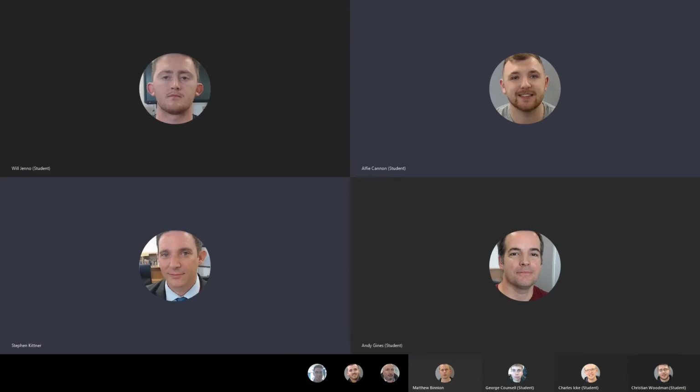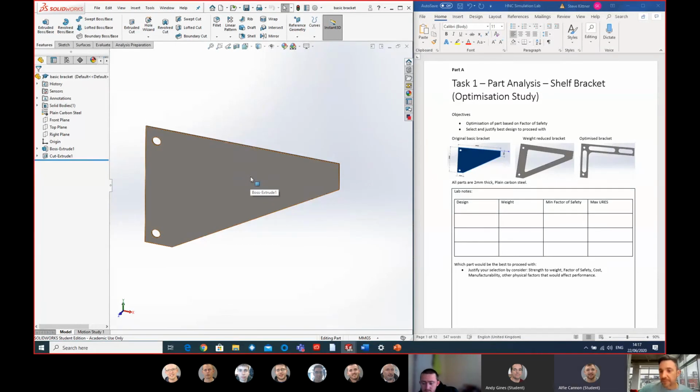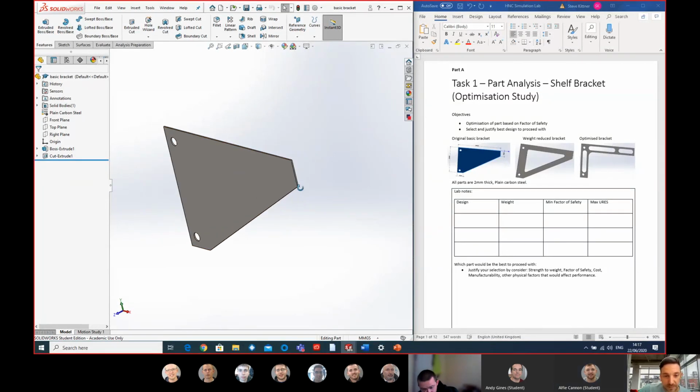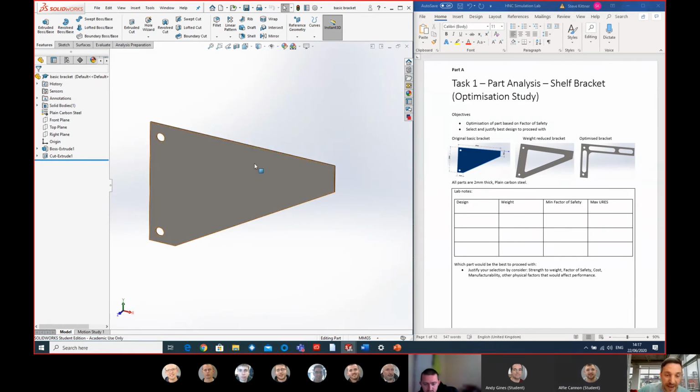So this first task then, we're going to look at this simple bracket. We're going to do a couple of things to it. We're going to optimize this bracket because we're going to see about adding some forces onto here, and we're going to simulate how the forces on this would act. And then we're going to see if we can reduce the weight and optimize the bracket a little bit as well, and see what the difference is between each of them.